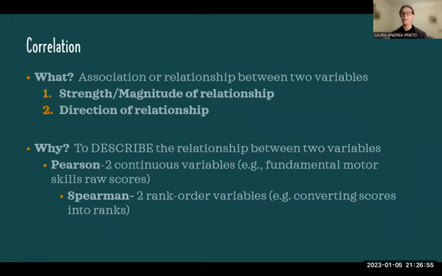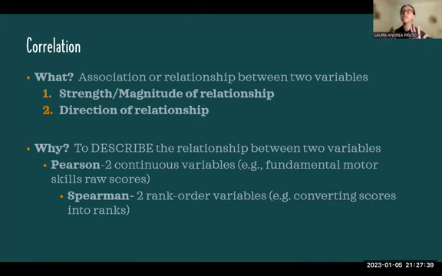So what is correlation? Correlation is the association or relationship between two variables. A correlational analysis can tell us the strength or magnitude of that relationship, and can also tell us the direction, whether that be positive or negative. So it's really used to describe the relationship. And we have the Pearson correlation, which focuses on the relationship between two continuous variables. So you can think of something that has values from 0 on. So fundamental raw scores from using the Test of Gross Motor Development would be an example.